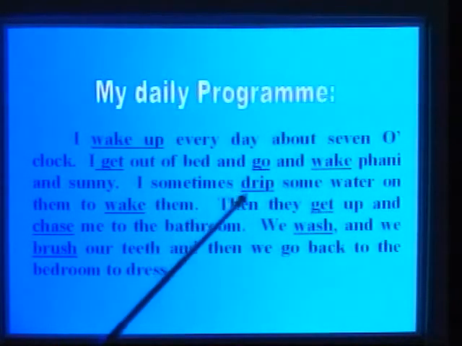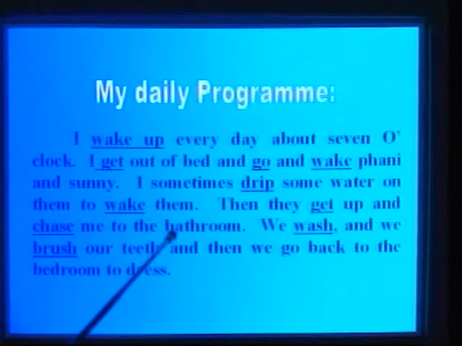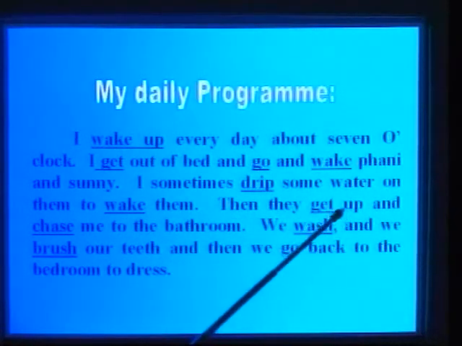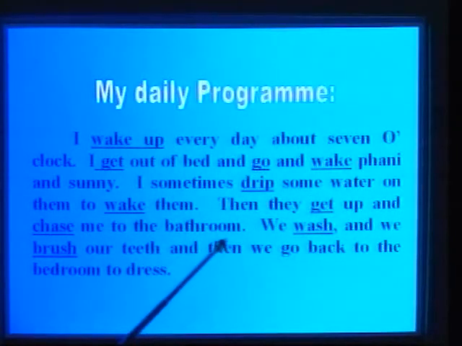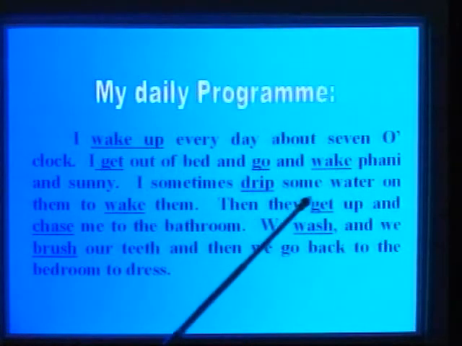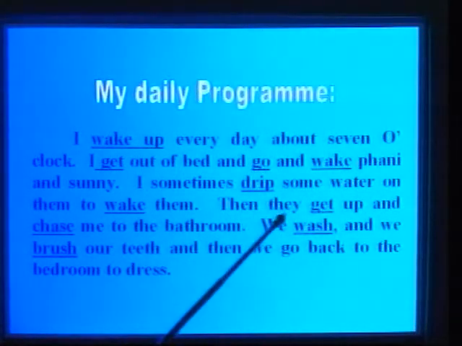I sometimes drip some water on them to wake them. Again you see underlined verbs. Then they get up and chase me to the bathroom. We wash and we brush our teeth, and then we go back to the bedroom to dress. See, the verbs underlined here are in the base form, which do not tell anything happening at the moment of speaking. I wake up, or I get out, wake Funny and Sunny, drip some water.